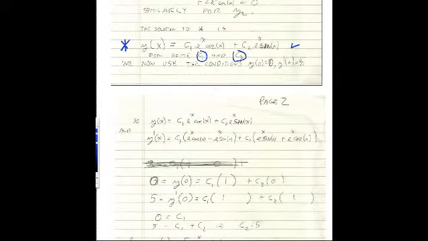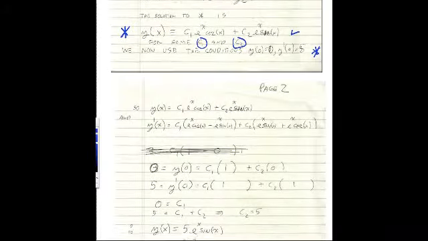Okay, so now we're going to use the conditions. And in fact, as you can see, I wrote down the wrong conditions here. I guess we want to have y of 0 equals 0 and y prime of 0 equals 5. So that's what you're looking at here.